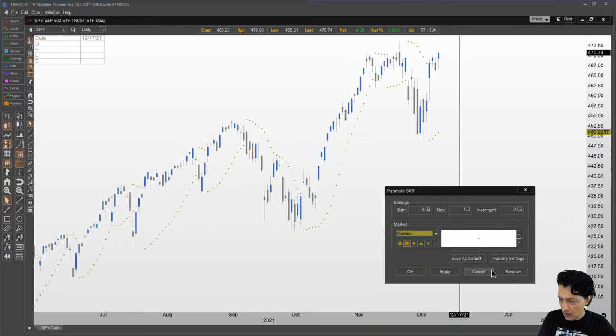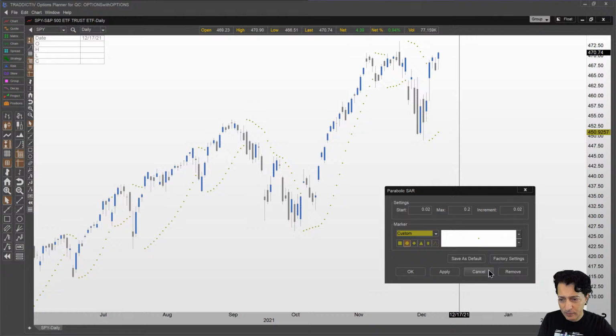Now, the conversation we had so far with Parabolic SAR is the classical use, which is utilizing Parabolic SAR as a tool to trail a stop and therefore to be used as an exit. But you could argue that using Parabolic SAR as an entry could also be another way to approach it. Okay, you could say, I'm going to use it for entry. And how can you do it?